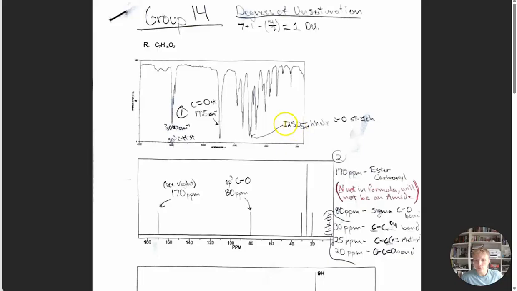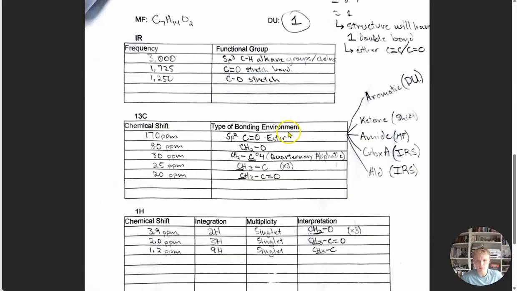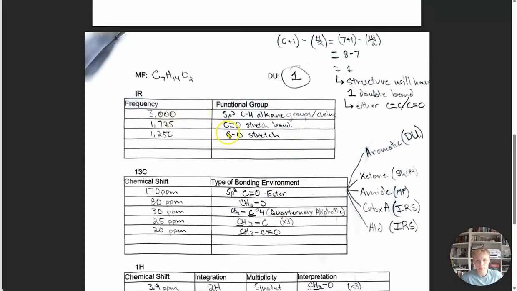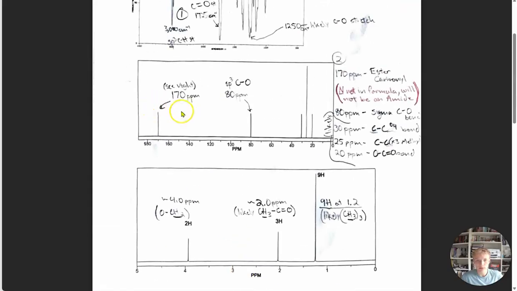And this value from 1100 to 1250, or 1050 to 1250, typically comes from a carbon bonded to a more electronegative atom. So we're going to take these values and our predicted bonds and place them down in our IR table. And we're going to re-verify the C-O stretch bond and reaffirm that as we continue.